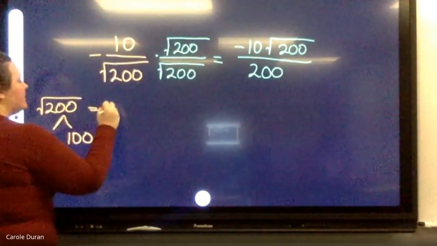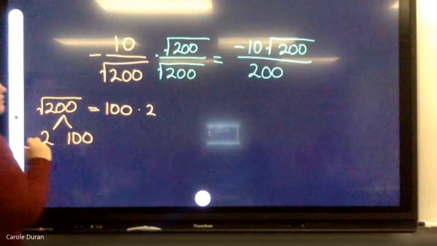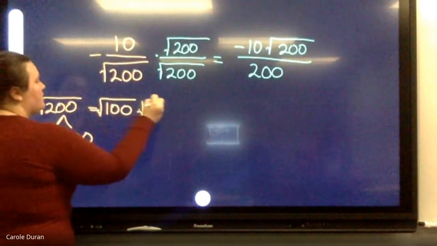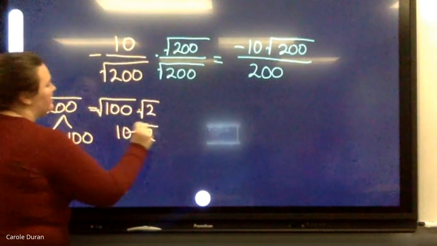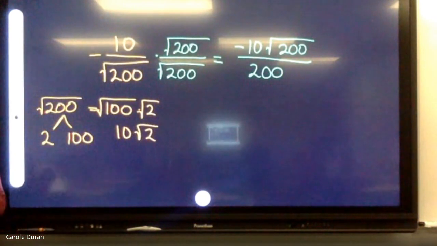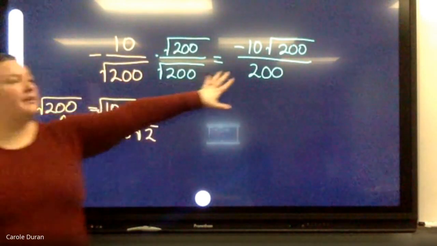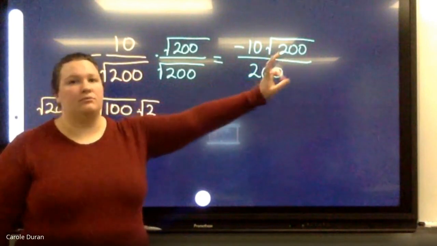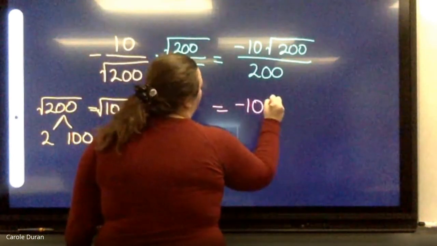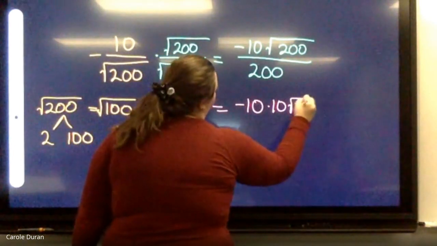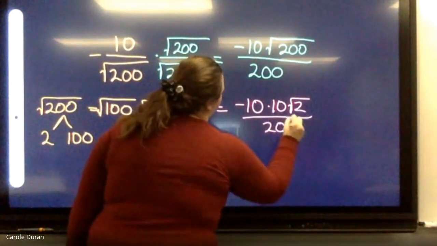So I can rewrite this as 100 times 2. I can square root both of those. You told me the square root of 100 is 10. So this reduces to 10 root 2. So I'm going to replace the square root of 200 up here with 10 root 2. When I do that, I get negative 10 times the square root of 2 all over 200.